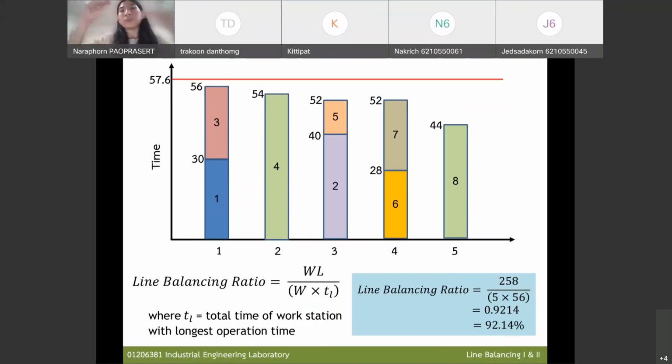The higher this ratio is, the better your line balancing would be. That means you have more balance of times among all the stations. We try to make it balanced. We are not going to have one station with a very long time, because that's not efficient. So this is pretty much it for the lecture.